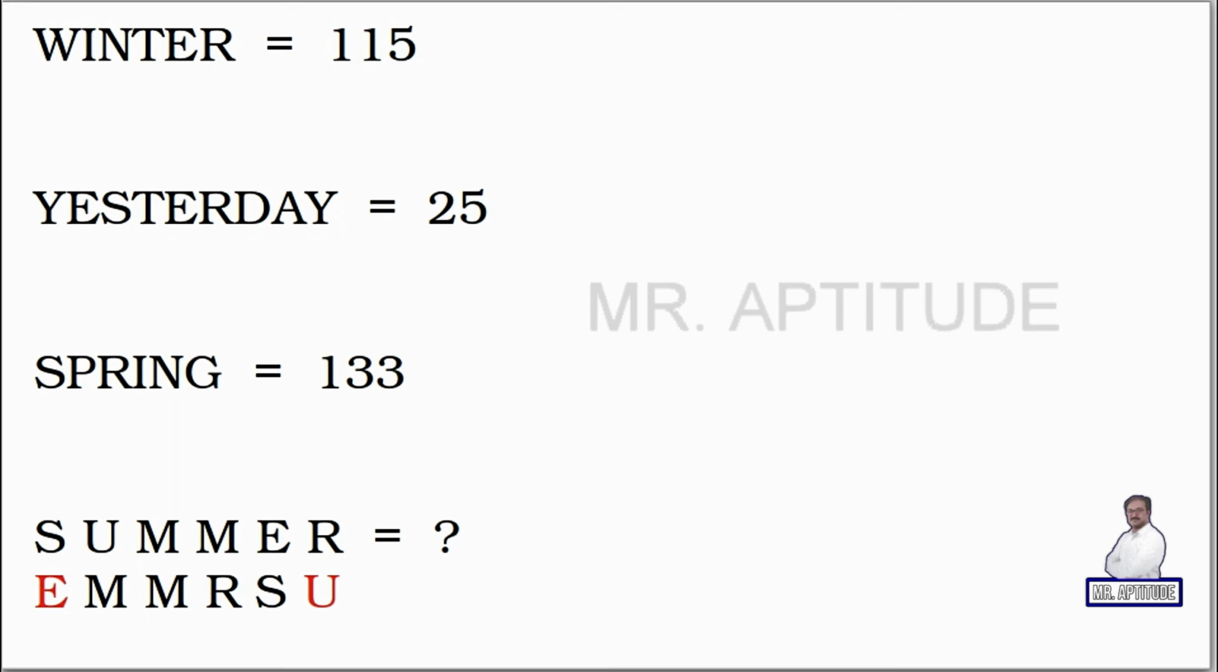If you look at the last word, summer, when you arrange these letters in alphabetical order, E is the first letter, U is the last letter. E is 5, U is 21. 5 21 times gives you 105.